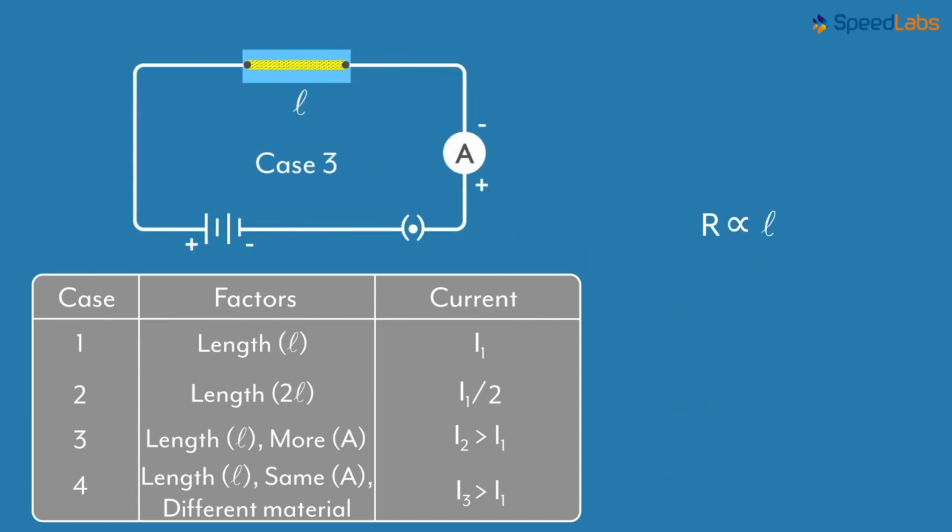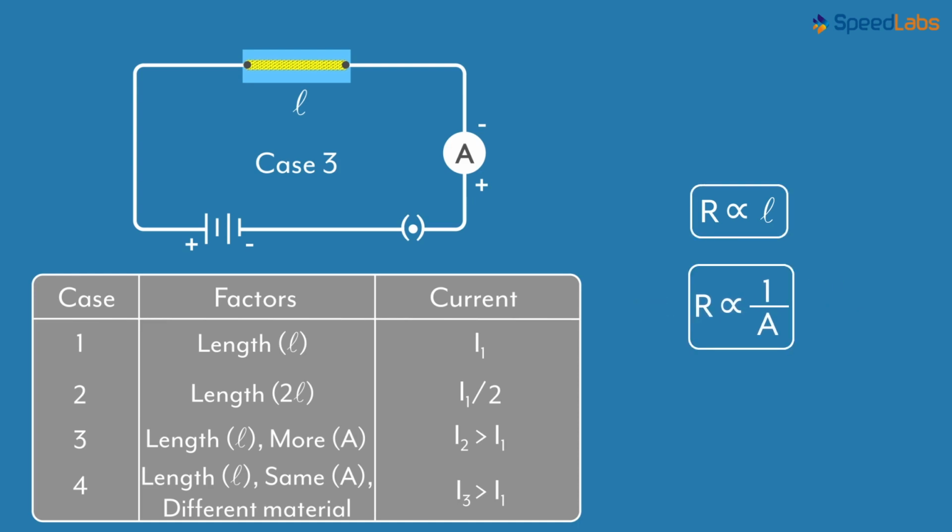The third case tells us that as the thickness of the wire was increased, the current flowing through it also increased. It tells us that the current flowing through a conductor is directly proportional to the cross-sectional area of that conductor, which means that the resistance will be inversely proportional to the cross-sectional area of the conductor.